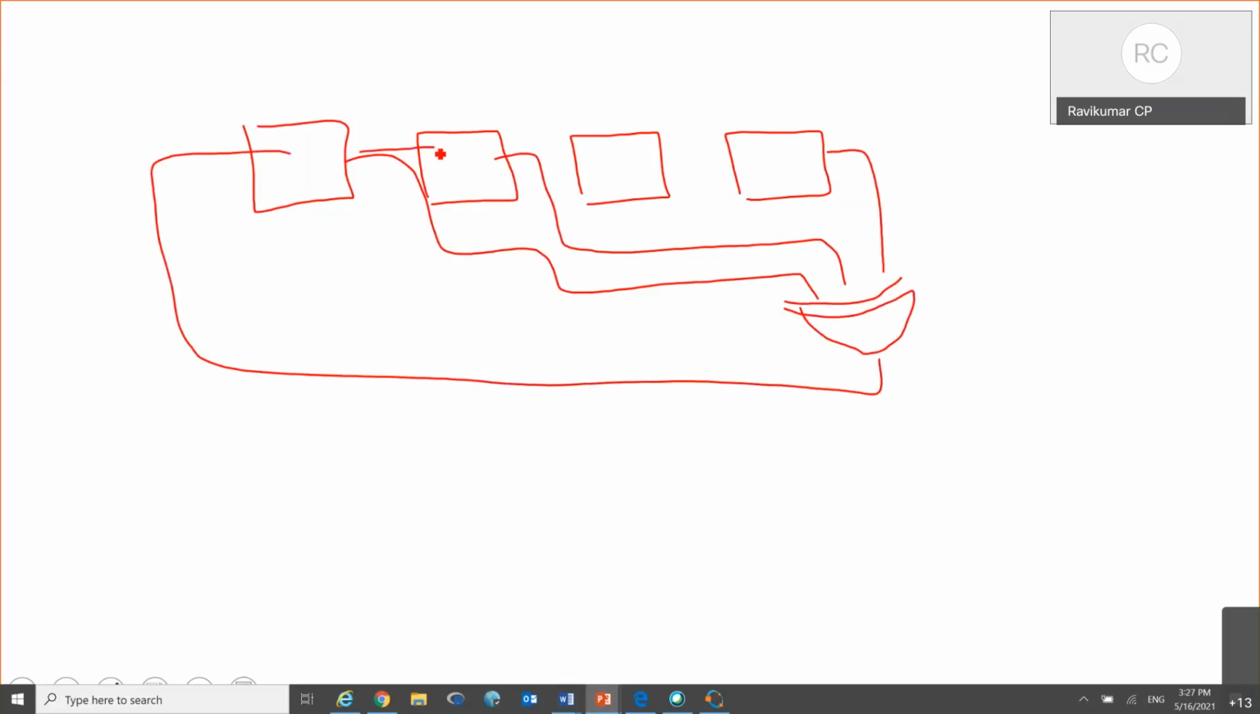So I can create a number of such topologies, and I'd be curious to know what that will do. Okay.